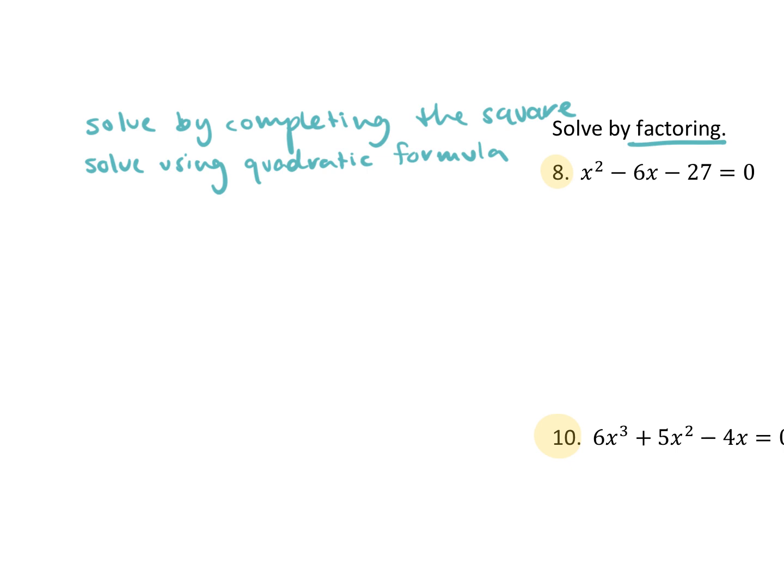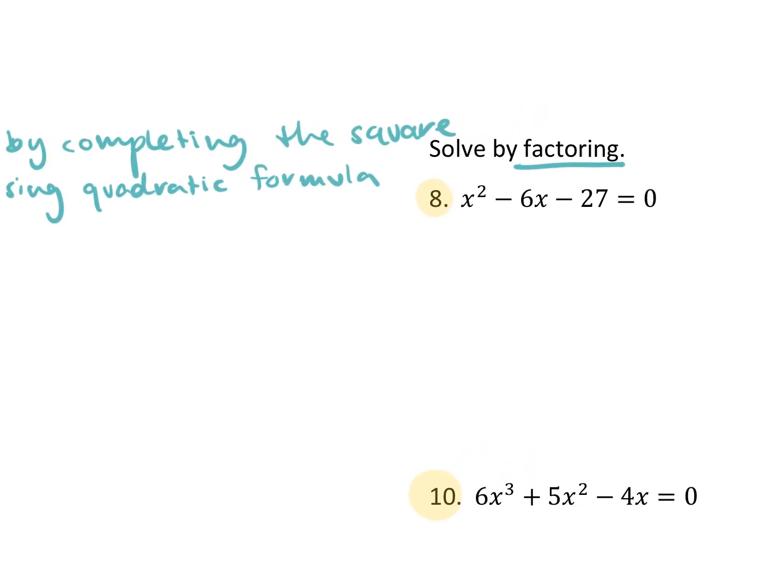So if it says solve by factoring, you're going to want to factor. If it says solve by completing the square, complete the square. If it says solve by using quadratic formula, use the quadratic formula. So each question will have its own directions. So just do whatever the directions say. So for number 8, let's solve by factoring.